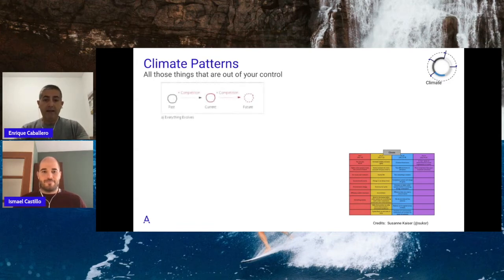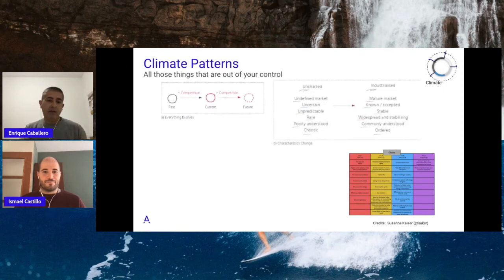One of them is the pattern that everything evolves according to the rules of supply and demand. So what today is, for example, in the custom build stage, tomorrow will be in the product stage. Everything evolves, and also the characteristics of the components change. There could be an undefined market today in some component, and in the future it will be a mature market, or what today is something rare, sooner or later will become something widespread and established.